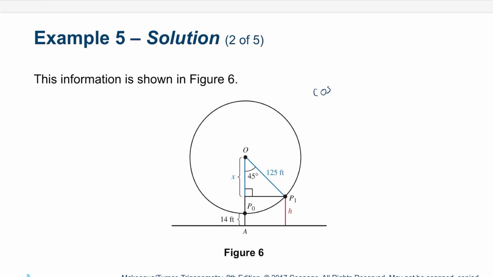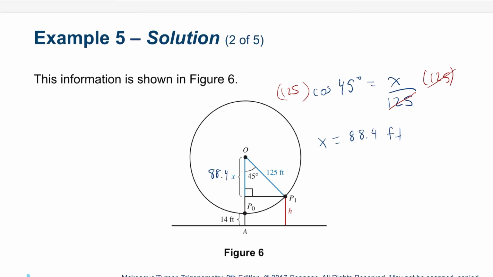So the cosine of 45 degrees is equal to adjacent over hypotenuse. And then if we multiply both sides of the equation by 125, that'll give us x isolated. So on the calculator, 125 times the cosine of 45 degrees is equal to 88.4 feet. So that would be the distance from the center to here, 88.4, but we know the radius is 125.